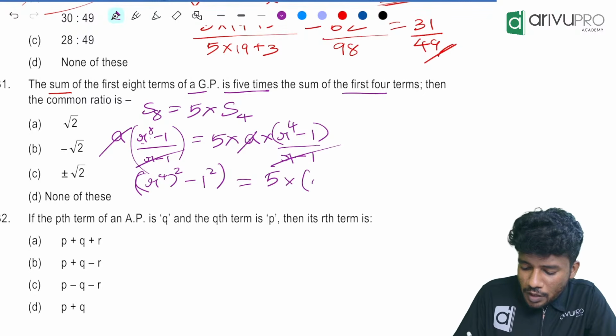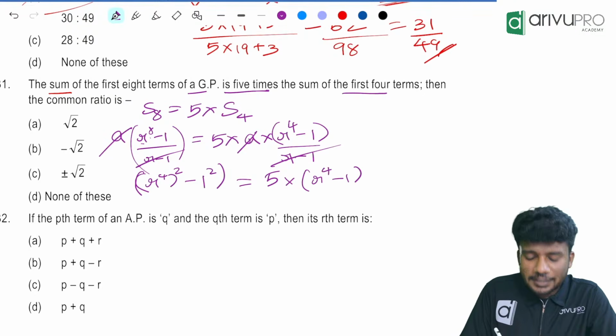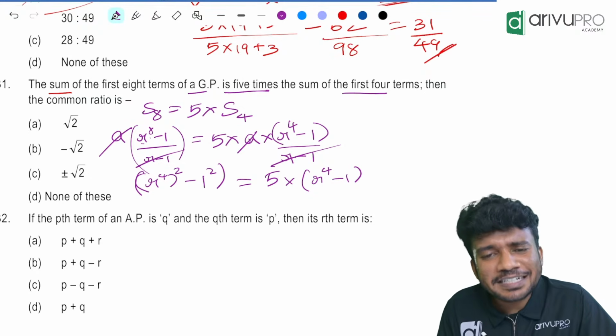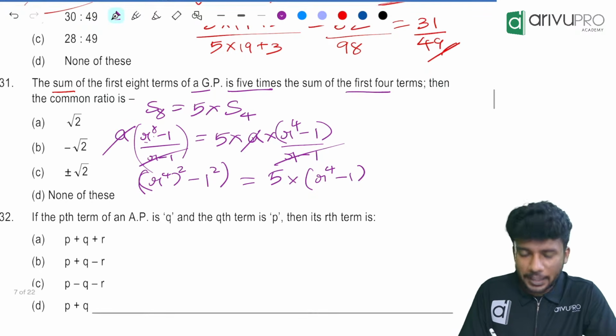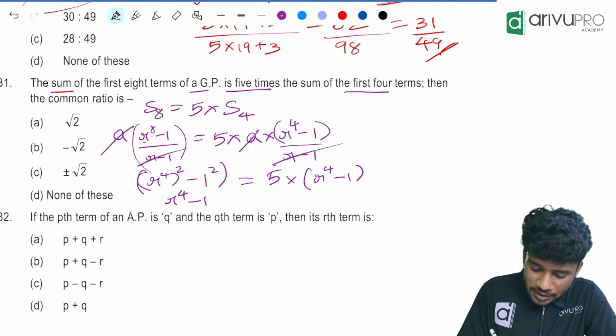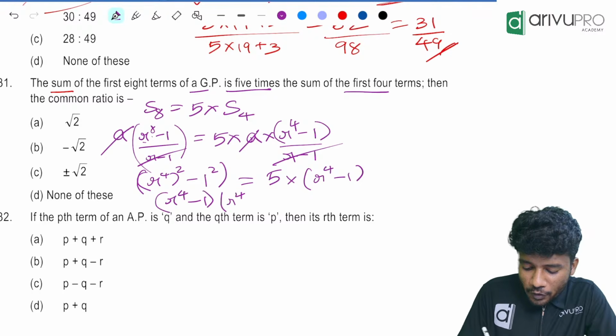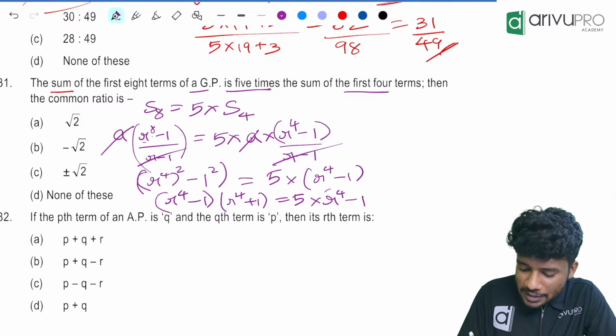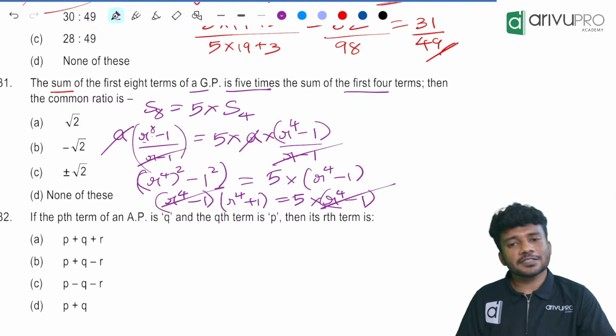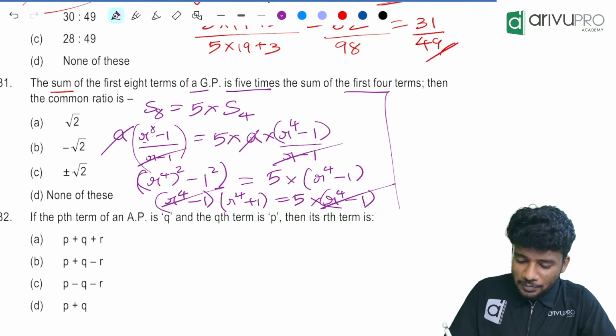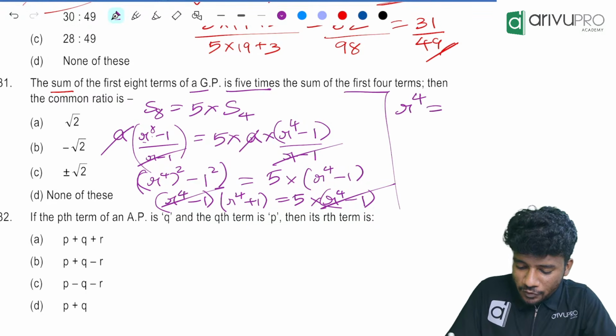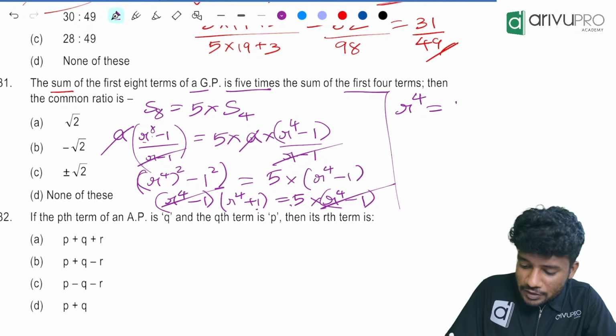Yes, 5 into R raised to 4 minus 1. This A square minus B square can be written as what, people? A plus B into A minus B. So R raised to 4 minus 1 into R raised to 4 plus 1, which is equal to 5 into R raised to 4 minus 1. Cancel R raised to 4 minus 1 and R raised to 4 minus 1. From this I can write R raised to 4 is nothing but 5 minus 1, which is equal to 4.